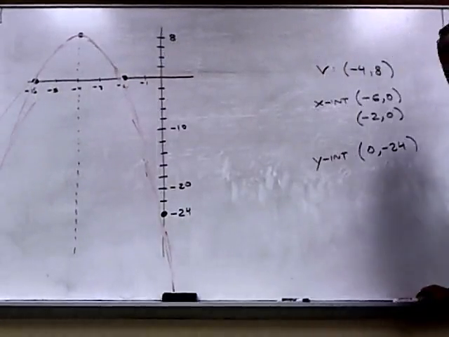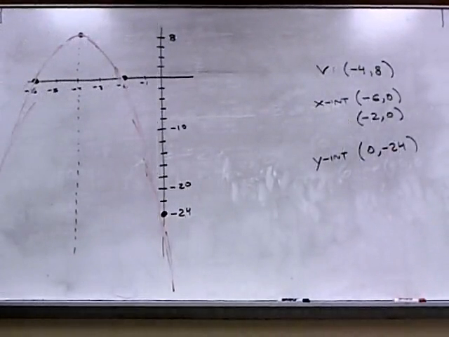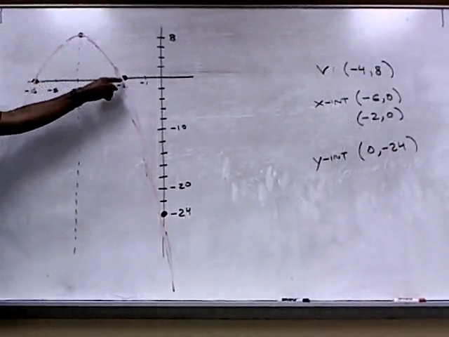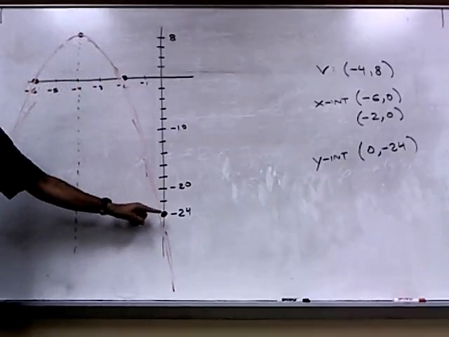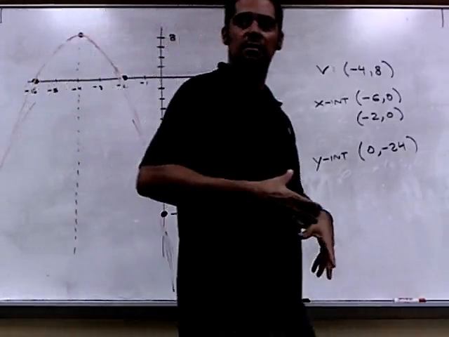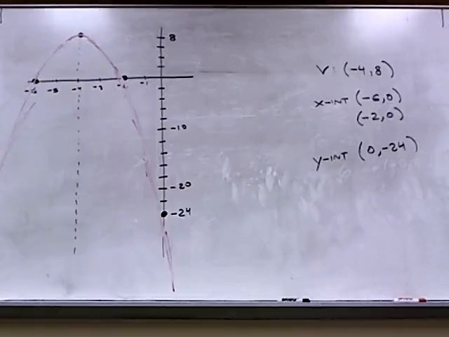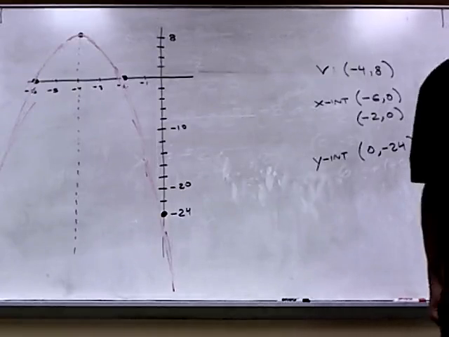It doesn't have to be perfect, okay? But the things I need to see are where these points are. Those have to be accurate. And it needs to be a U-shape. And it obviously opens down, doesn't it? That took a little while, didn't it? A process, a set of steps.